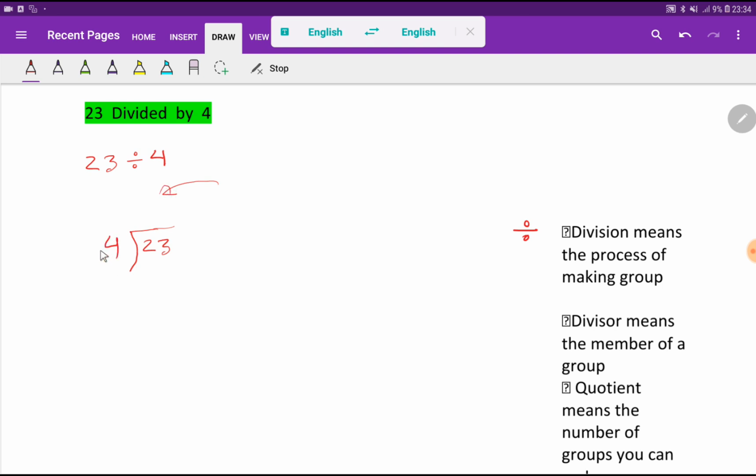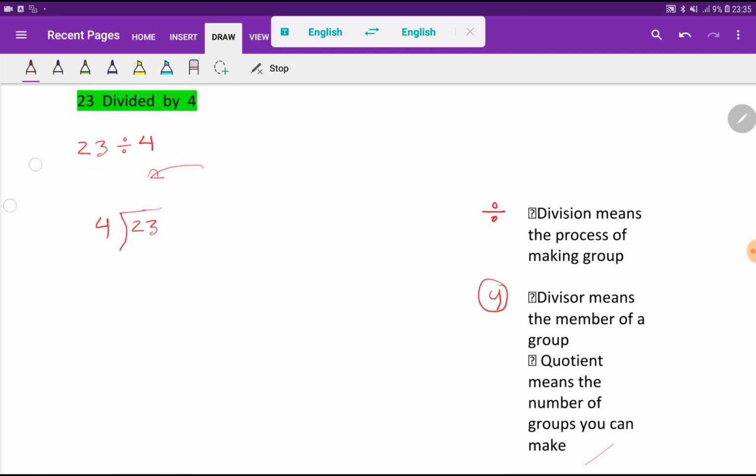So this is the divisor. Look at here. What do we mean by divisor? Divisor means the members of a group. Division means the process of making groups, and divisor means the members of a group. Since here the divisor is 4, the members of a group will be 4, right? And here we have to write the quotient.